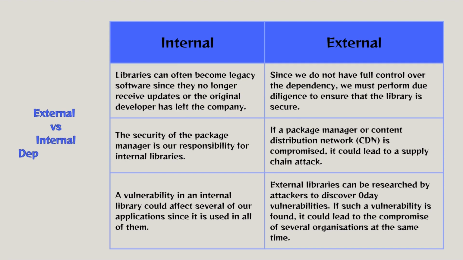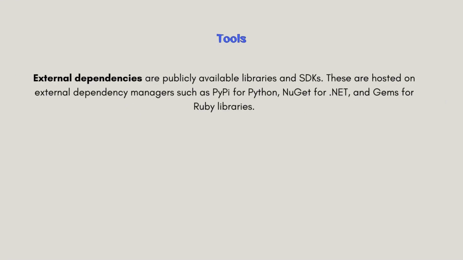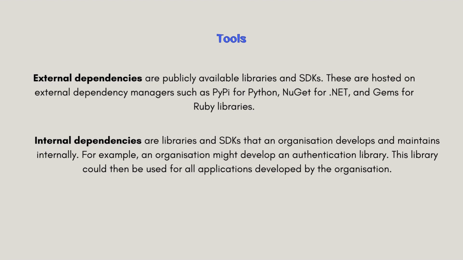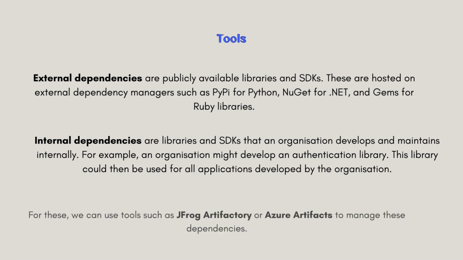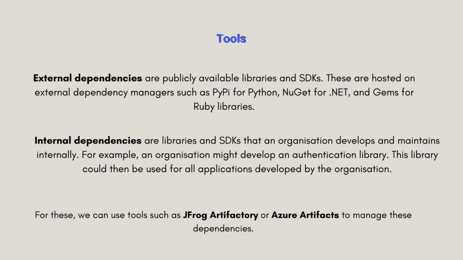Difference between the external and internal dependency tools. External dependencies are publicly available libraries and SDKs. These are hosted on external dependency managers such as PyPI for Python, NuGet for .NET, and Gems for Ruby libraries. Internal dependencies are libraries and SDKs that an organization develops and maintains internally. For example, an organization might develop an authentication library. This library could then be used for all applications developed by the organization. For these, we can use tools such as JFrog Artifactory or Azure Artifacts to manage these dependencies.